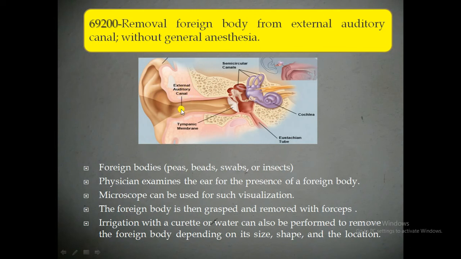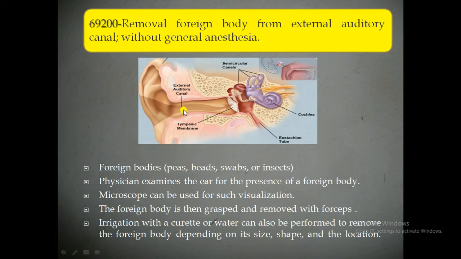So in this location, if a foreign body gets stuck, the physician will remove that, right? So without any general anesthesia. For that we have to assign the CPT code 69200. The ear consists of three parts, right? External, middle, and then the internal ear. So in this external part, if a foreign body gets stuck, we have to code this, and what exactly the physician will do in this procedure, now we will see.